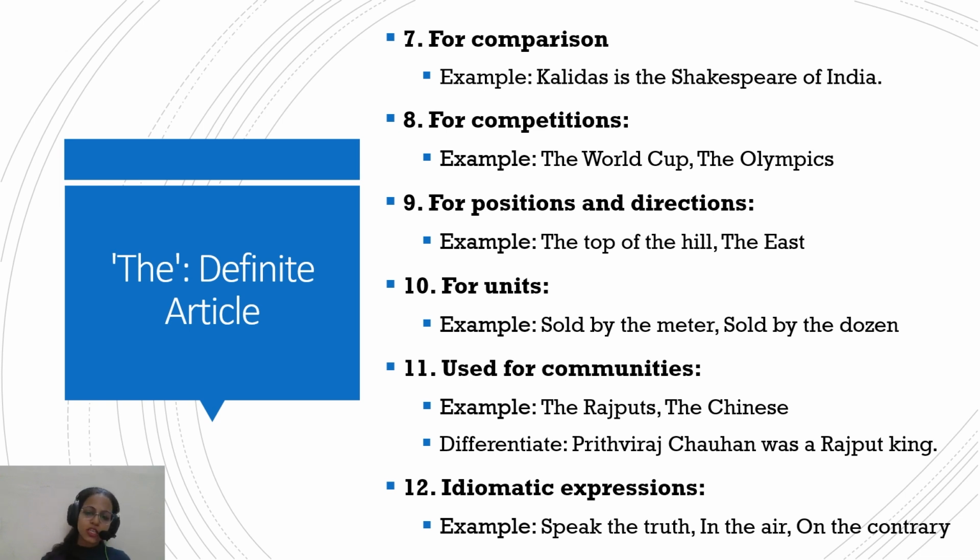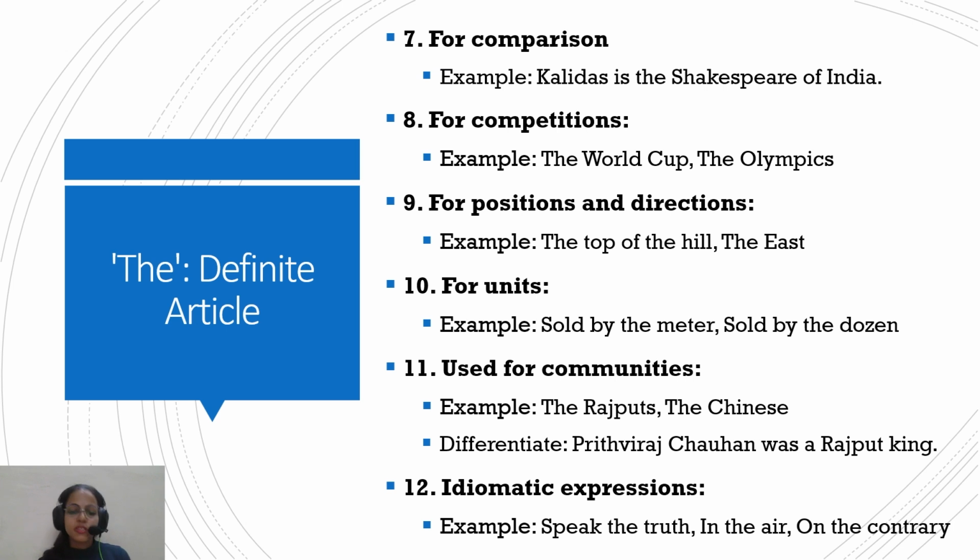For positions and directions, you say the top of the hill, the east, the west. These are again followed by the definite article the. For units, when you say sold by the meter, sold by the dozen, again we use the. Like I've said again and again, the is used to refer to something specific. Sold by the meter means this specific unit. It's not sold by kg or by milliliter, it's sold by the meter. Sold by the dozen: again, not sold by kilometer or centimeter. It's sold by the dozen.